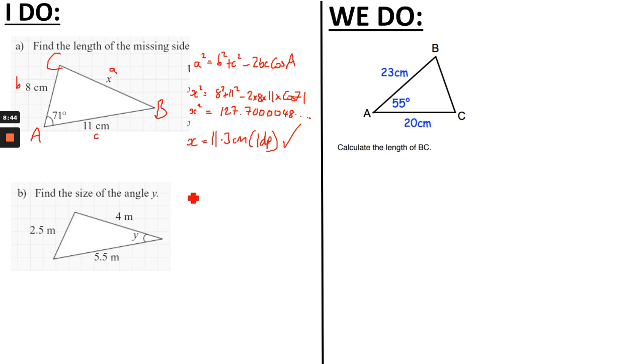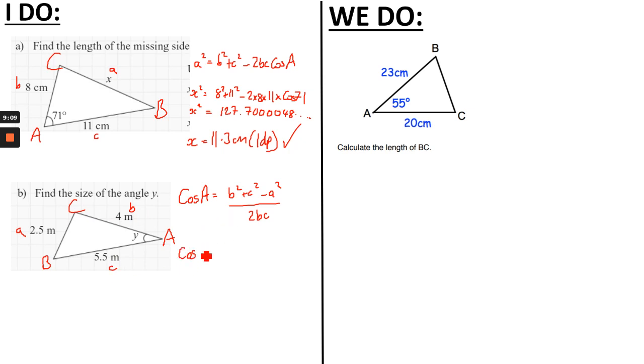Okay, the next one, what about the angle? So you need to remember that to work out the angle, you can rearrange your formula to get cos A equals b squared plus c squared minus a squared, all divided by 2bc. Now, capital A is the angle that we're trying to work out. So that one must be lowercase a. And then again, it doesn't matter which way around B and C are. And then we just substitute it in.